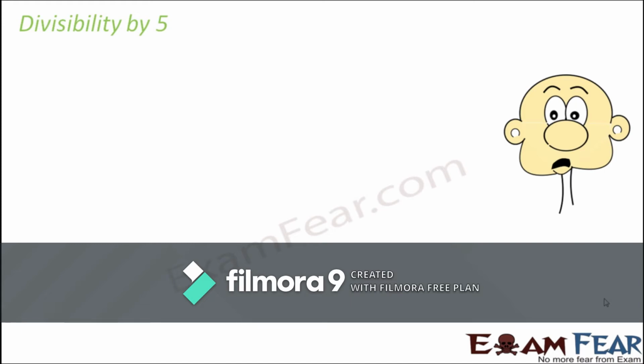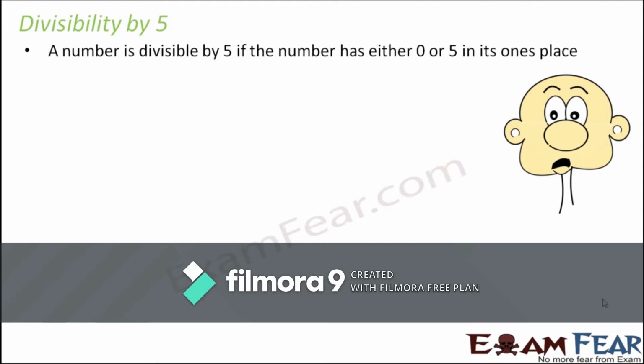So are you seeing that the divisibility process is becoming simpler for every number? Now let's look at the divisibility by 5. Now this is pretty simple. A number is divisible by 5 if the number has 0 or 5 in its ones place. Now ones place is the same as the units place.